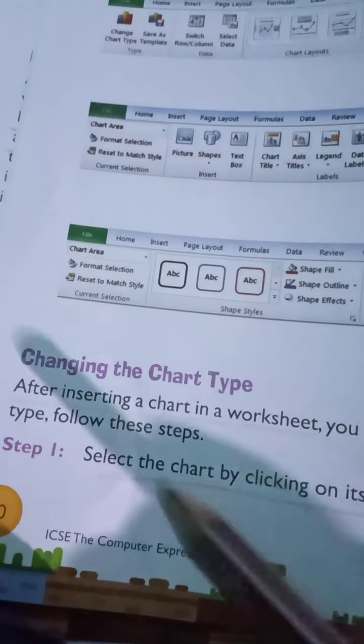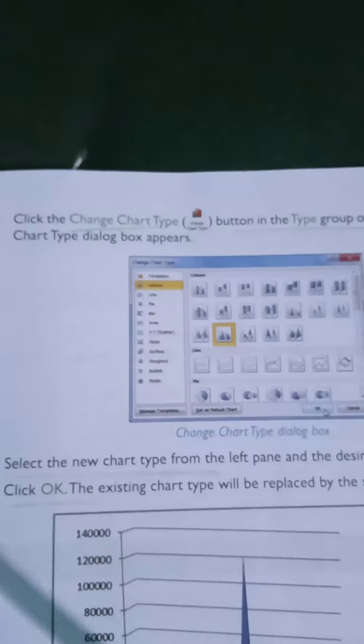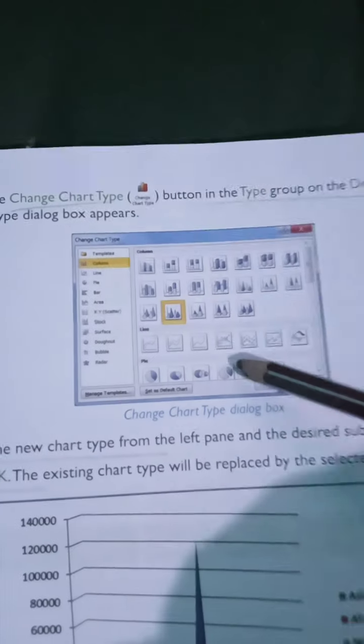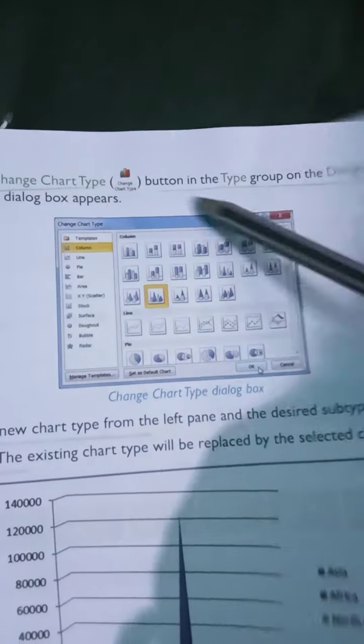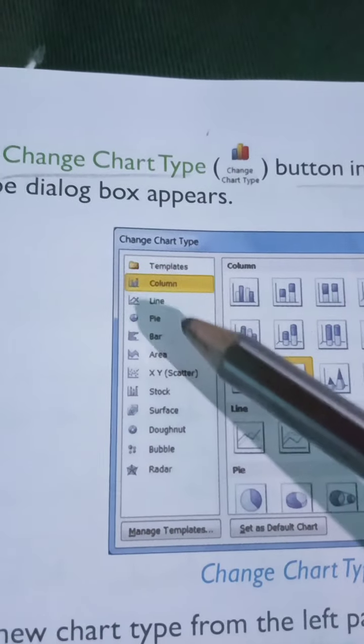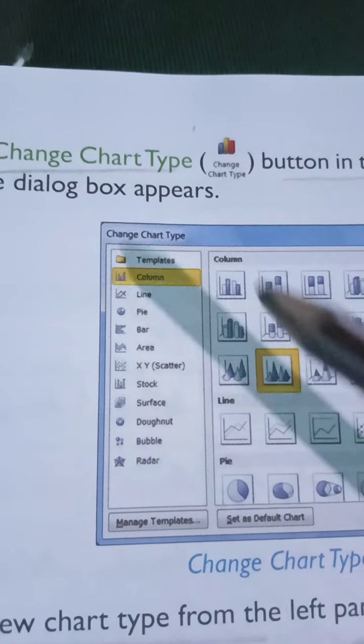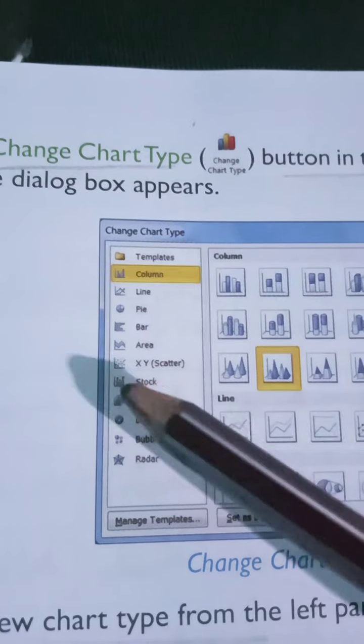Changing the chart type. After inserting a chart in a worksheet, we can change the chart type anytime. Select the chart by clicking on its outer boundary, then click Change Chart Type, whatever type we want to change to. From here you can see template, column, line, pie, bar. We can convert one chart to another chart by changing this.